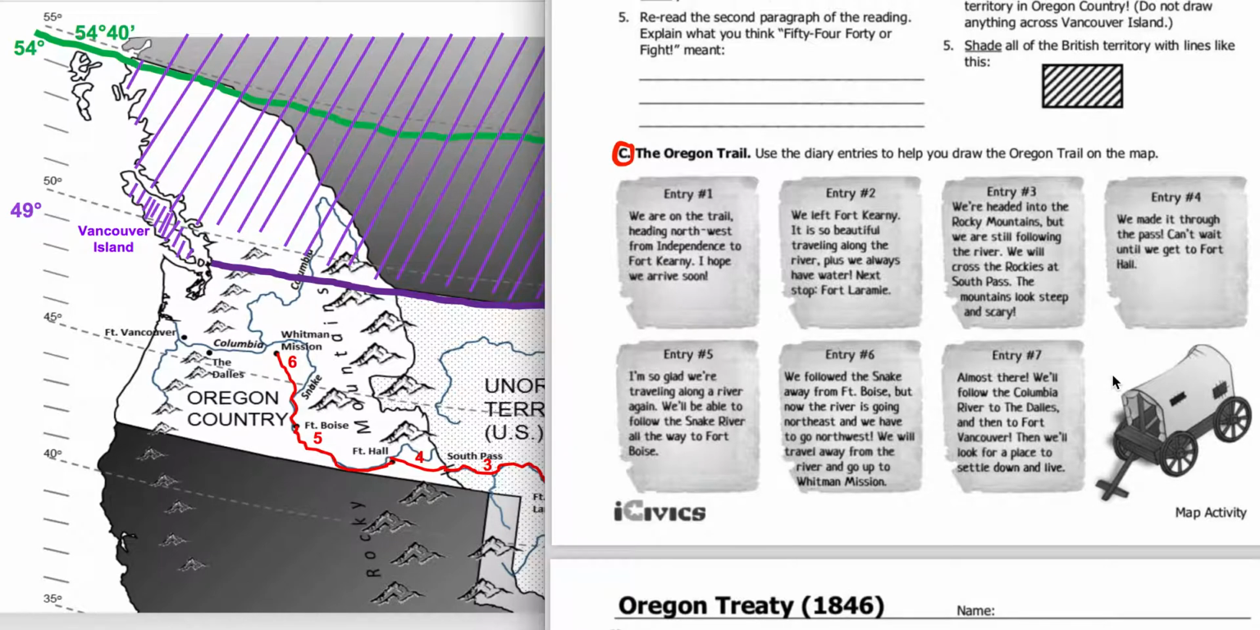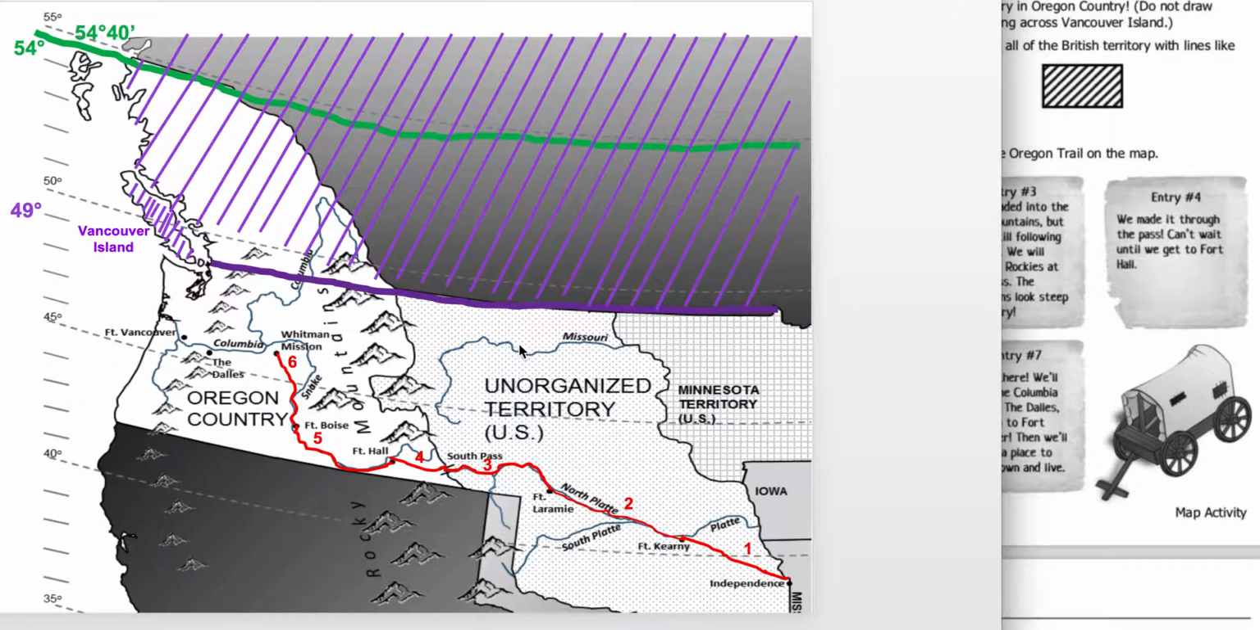And finally, entry number 7. Almost there, we'll follow the Columbia River to the Dalles, and then to Fort Vancouver. Then we'll look for a place to settle down and live. So our last journey is from Whitman Mission, along the Columbia River to the Dalles, and into Fort Vancouver. So our last step of our journey is right there, and now we have completed our Oregon Treaty activity.